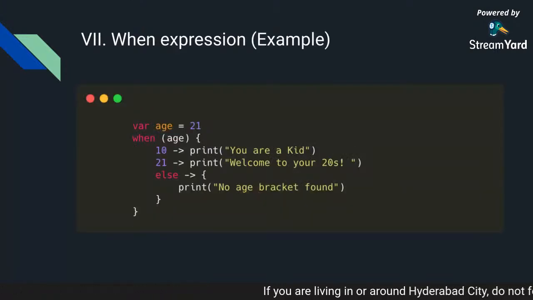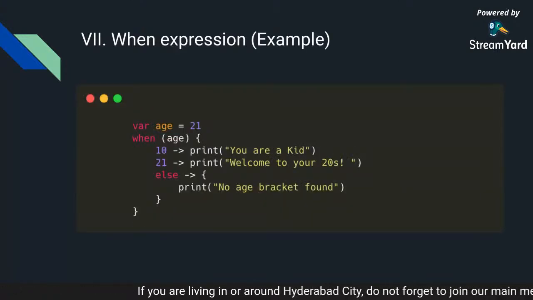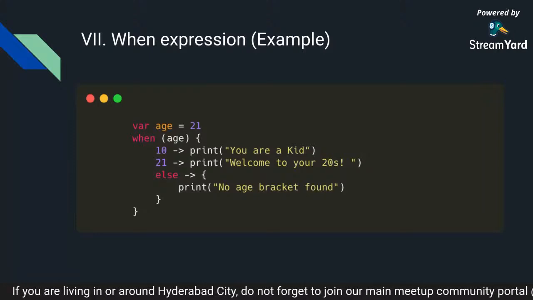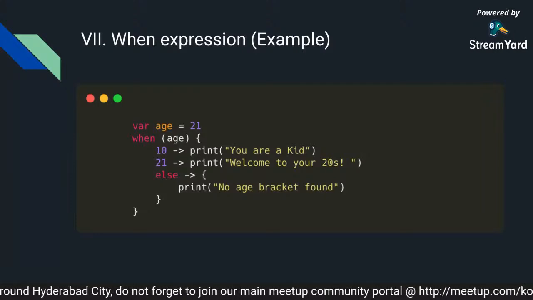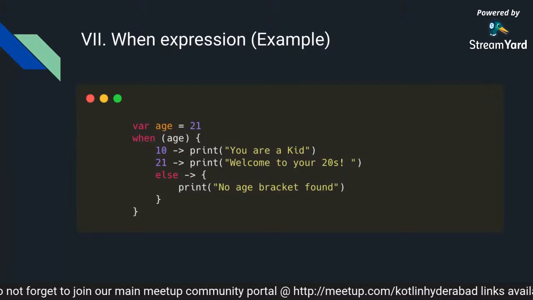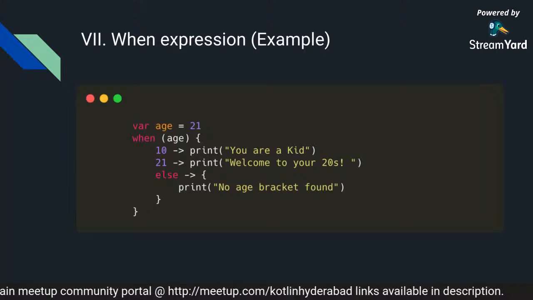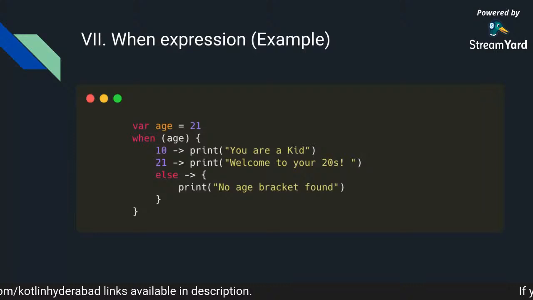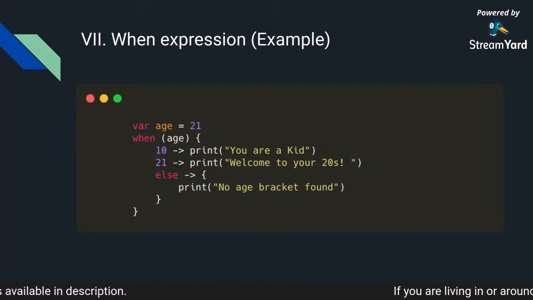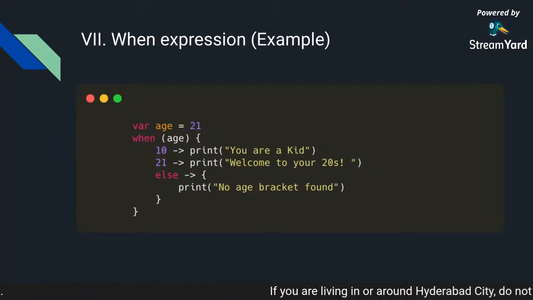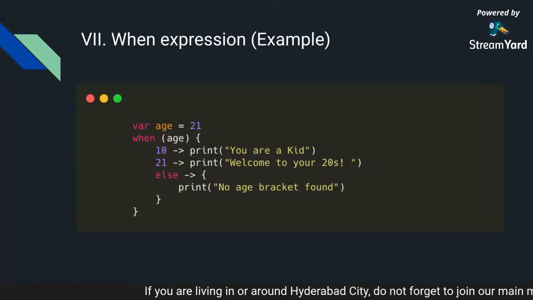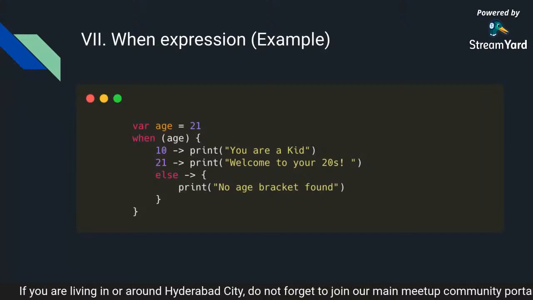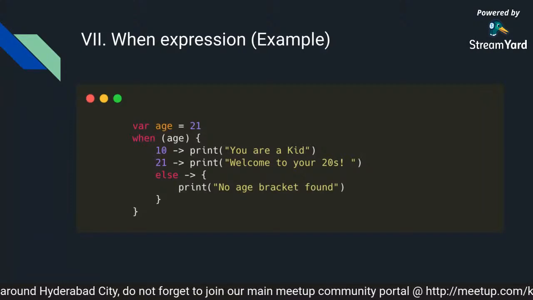So here's an example of a when expression, and we have a variable which is age, and I've defined the age as 21. It could be anything, right? But here's a when block. In the when block, I'm taking in the age, and then it's meeting certain conditions. If my age is 10, then it is doing this. If my age is 21, then it's going to do this. And there is a default else fallback. So if none of the conditions are met, it is going to do that.